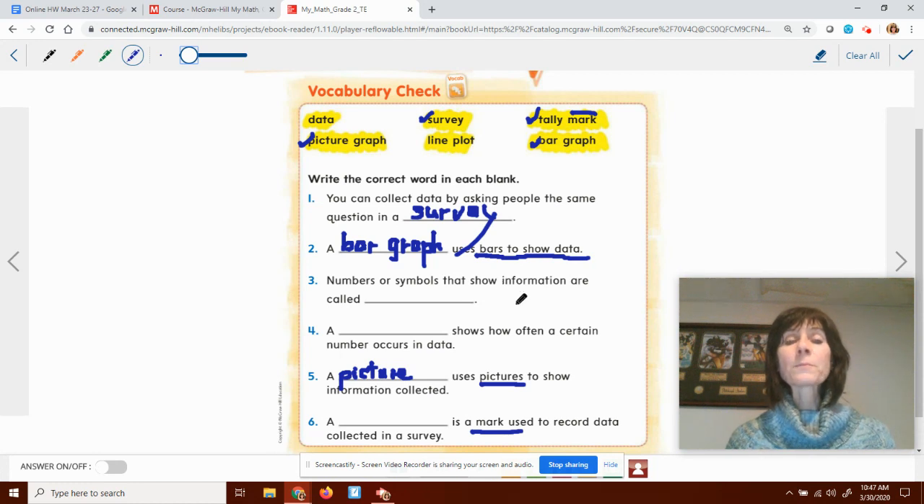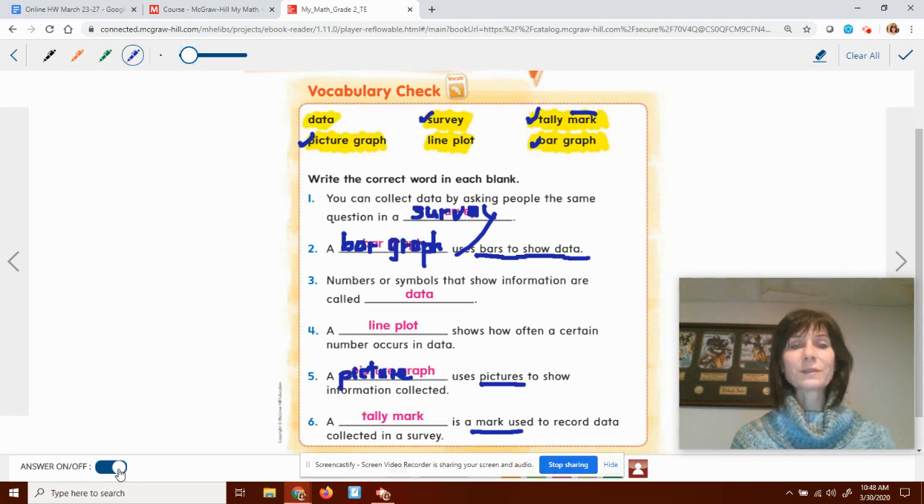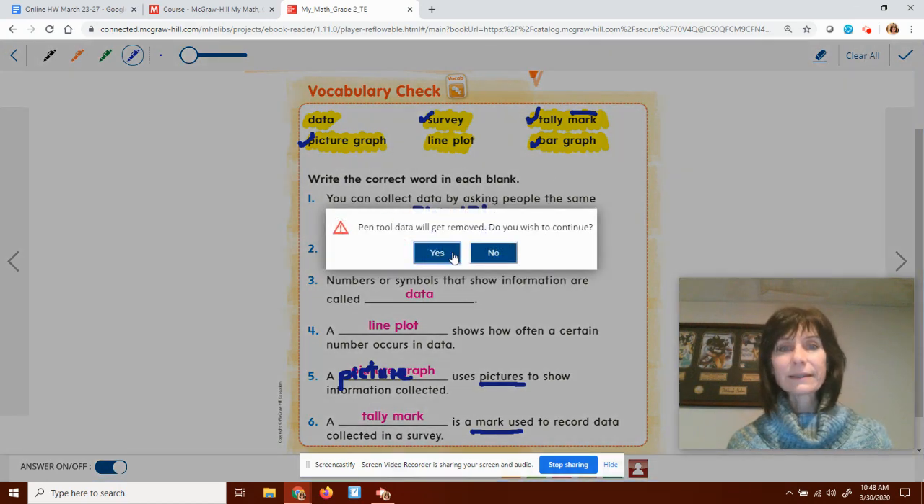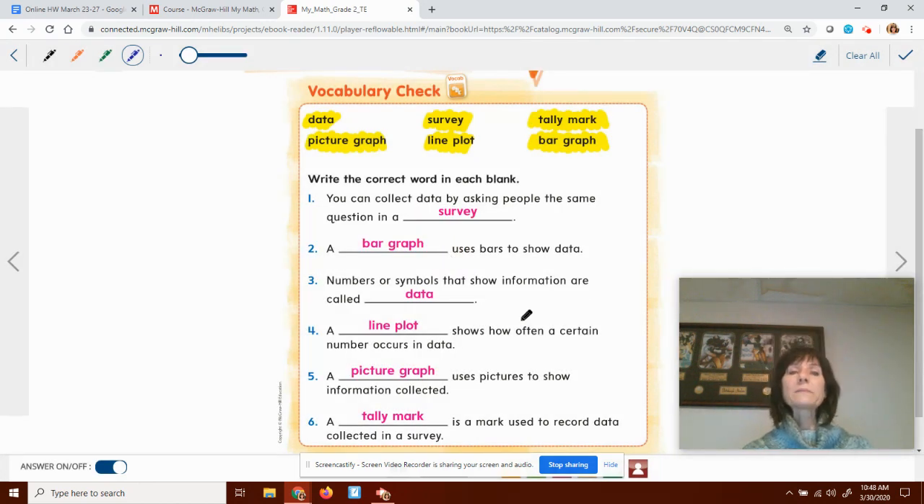How about number 3? Numbers or symbols that show information are called, if it's a number or a symbol to show information. And if you're still not sure, go to the next one. A blank shows how often a certain number occurs in data or data. Which do you think? All right. If you want to, I'm going to put it so that it's a little bit clearer here. You've got your data. Numbers or symbols, you have your data that shows the information.